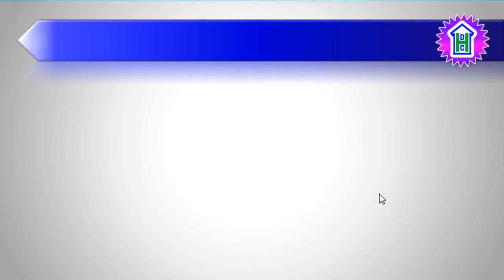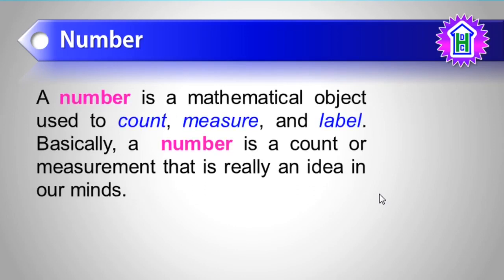Let us first know what a number is. A number is a mathematical object used to count, measure, and label. Basically, a number is a count or measurement that is really an idea in our minds. Let us see one example.